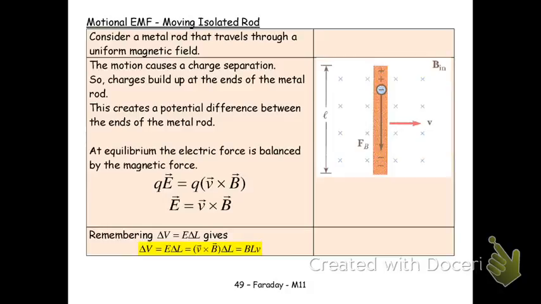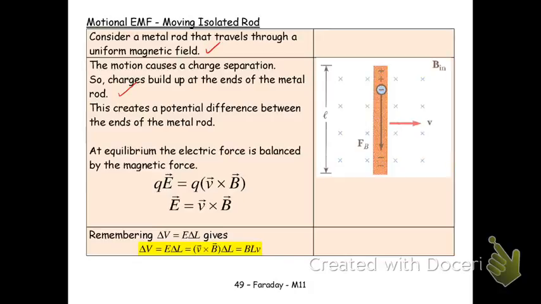What we say is consider a metal rod that travels through a uniform magnetic field. It's full of free charge carriers. It's metal, so it's got free charge carriers in, and we're moving them very fast. Not as fast as the electrons in the electron beam that we did on the fine beam tube, but they're moving fast. And so they're going to feel a force. And we did that before. We said F equals QV cross B. So we say the motion causes charge separation, so charges build up at the ends of the metal rod.